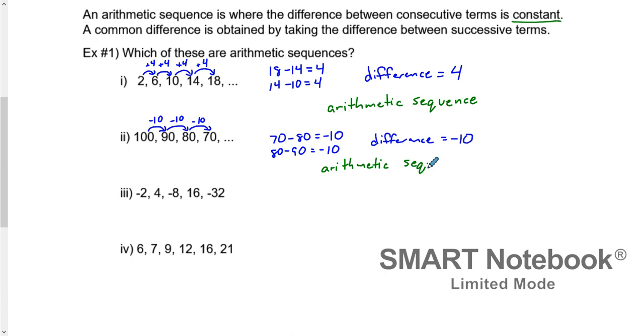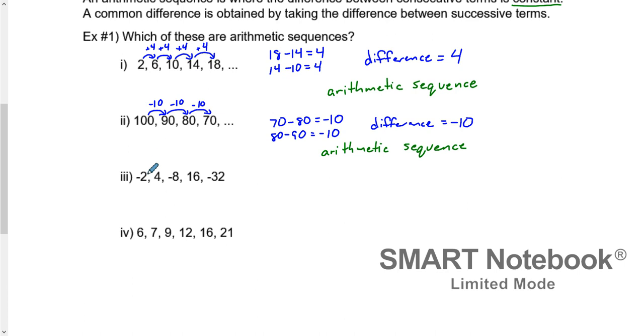So therefore, this one is also an arithmetic sequence. Let's look at the next one. Negative 2, 4, negative 8, 16, negative 32. If we look at it, there is actually a typo here. There should have some dots on both of those. A little bit of a Freudian slip there.